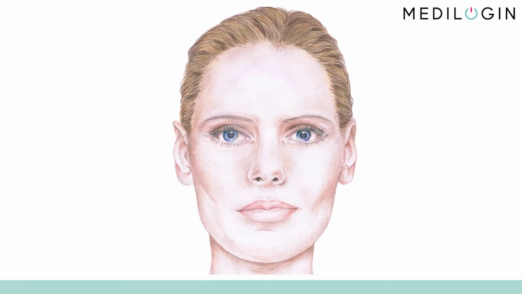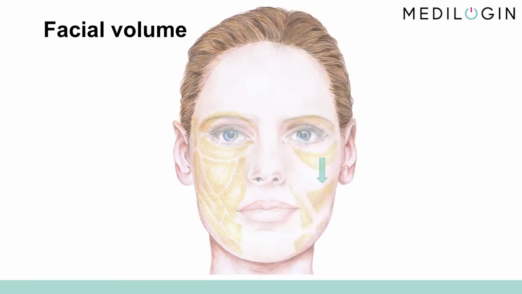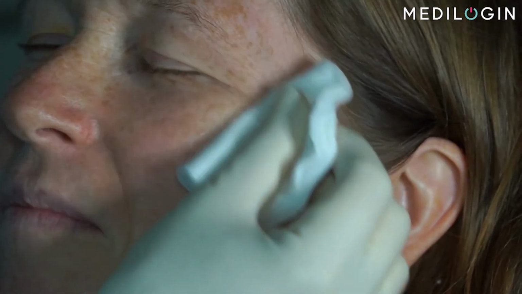Once again, we present a schematic overview of the fatty chambers of the face in a young woman. As we age, the initial facial changes are due to atrophy of the subcutaneous fat pad, followed by a progressive loss of volume of the bones of the face. As a result, the face begins to sag and lose its natural convex shape.